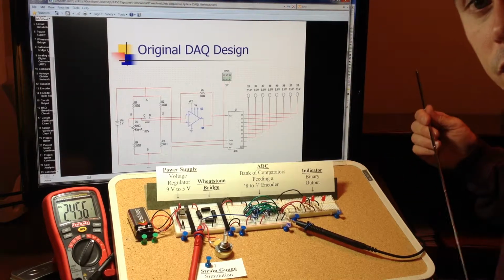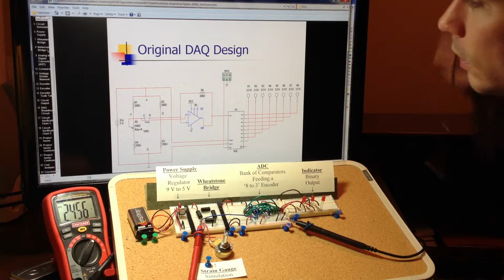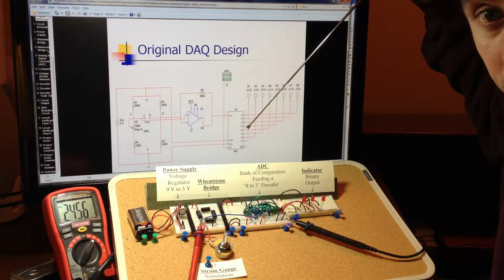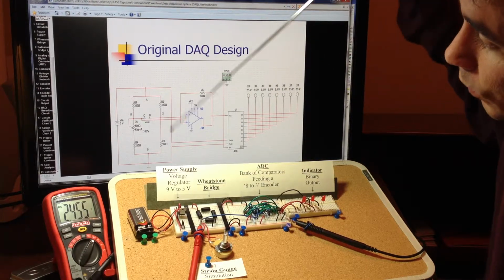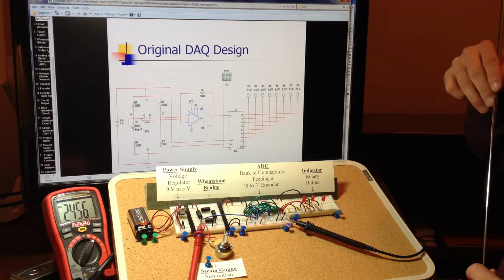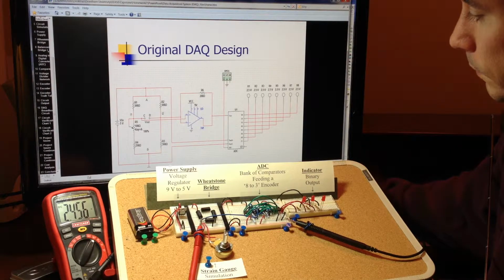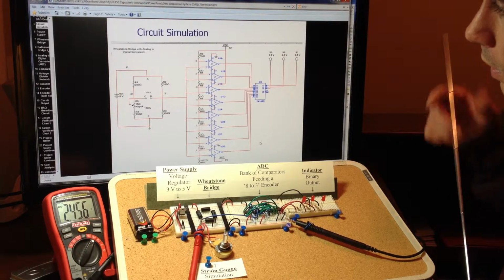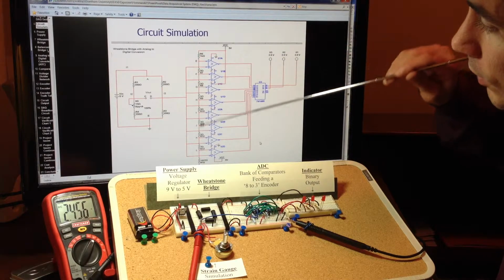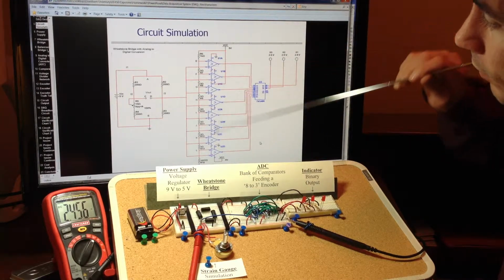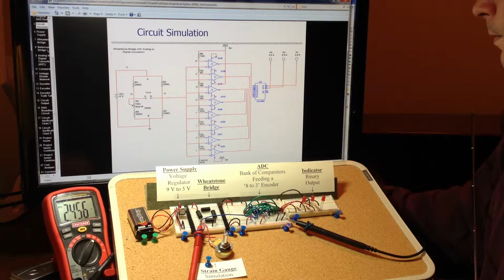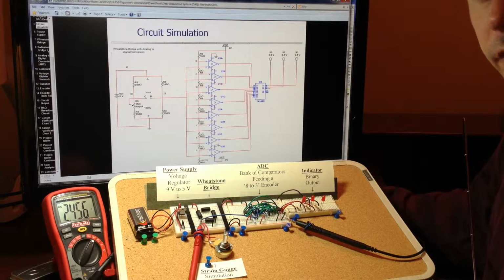This was my original data acquisition system circuit design, but I had to change it because there weren't any ADCs available from the vendor. This included a Wheatstone bridge, a differential amplifier, the ADC, and a series of LEDs. I then changed my design to include a voltage divider ladder, a bank of comparators, and an encoder. This functioned the same as an ADC.